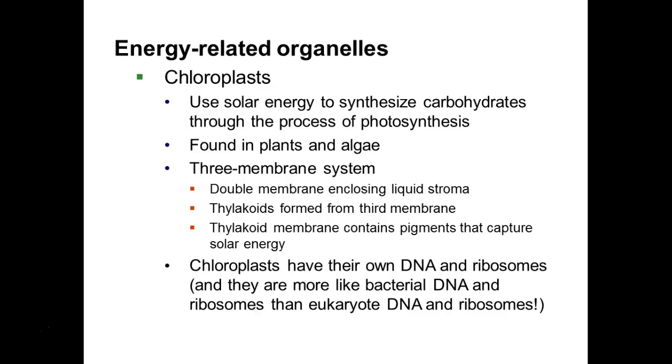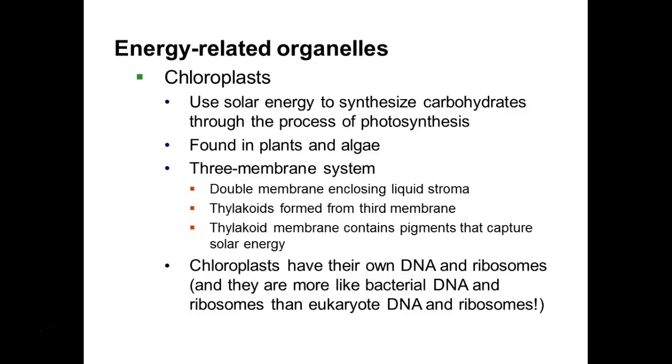We also have energy-related organelles, two of them. Plants have chloroplasts. Chloroplasts are the site of photosynthesis, so they use solar energy to synthesize carbohydrates through the process of photosynthesis. We find chloroplasts in plants and algae. Okay. So typically chloroplasts are green. They have a three-membrane system, a double membrane enclosing a liquid center. The liquid center is called the stroma.